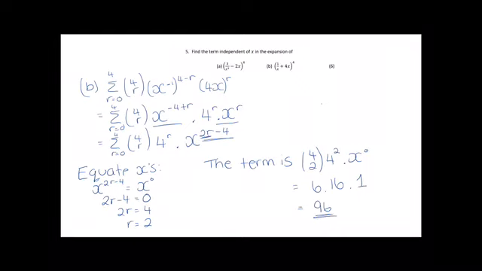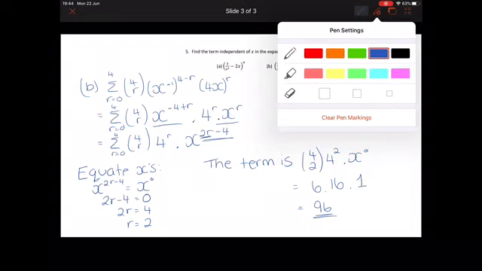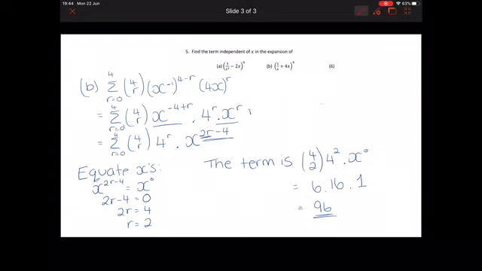So again, this question would be out of 3. So in terms of where you're getting your marks, your first mark is for knowing to use your general term and starting to work through. Your second mark is for r is equal to 2. And then your final mark is for your final answer. So overall, part B is out of 3.